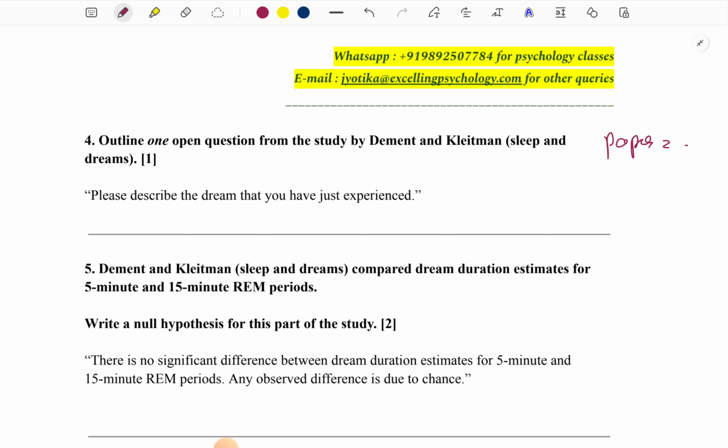Like one of the years they asked a question, outline one open question from the study by Dement and Kleitman. An open question is any question to which a detailed response can be given, and typically it begins with describe, explain, what, how, why, those type of words. So here I've taken a simple question, please describe the dream that you have experienced. It is not difficult to answer these questions, so I don't have anything much to advise on these, except for even after tremendous practice there are students who keep confusing between open and closed questions. In what respect they confuse is, how many dreams did you have?